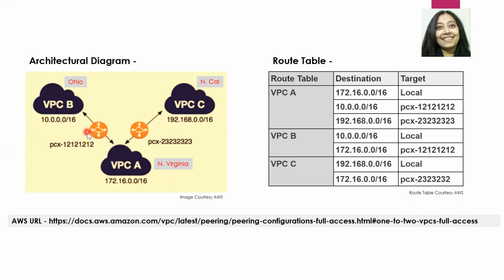The peering connection between our VPC A and our VPC B is PCX 12121212, and our peering connection between our VPC A and VPC C is PCX 23232323. Now for this particular demo, I will be creating VPC A in my region, North Virginia.